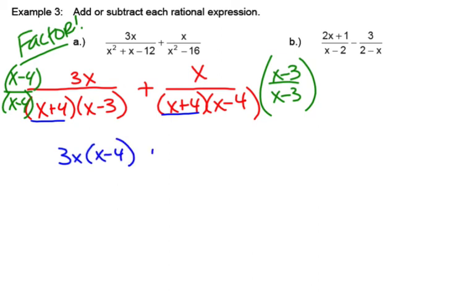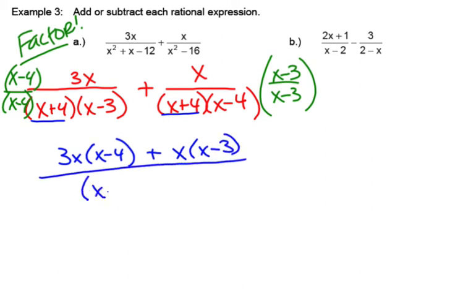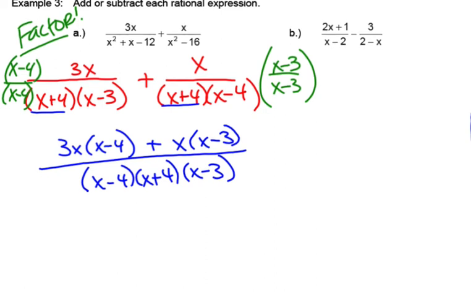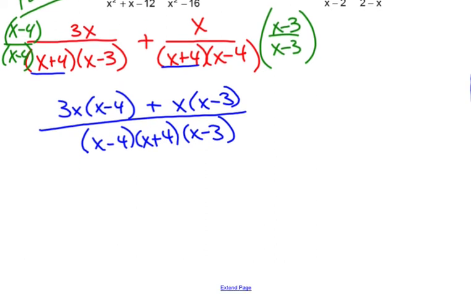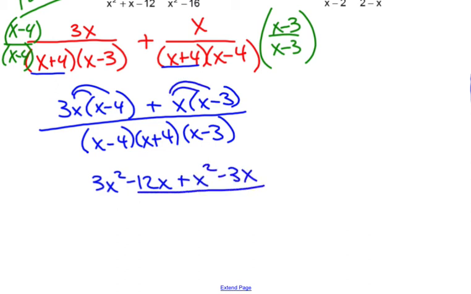And now that I have a common denominator, I can combine these. x times x minus 3 all over that common denominator of x minus 4, x plus 4, and an x minus 3. From here, the last thing you'll be asked to do is just simplify your numerator. You can leave your denominator just as is. So just distribute this out. We've got 3x squared minus 12x plus x squared minus 3x all over your common denominator.